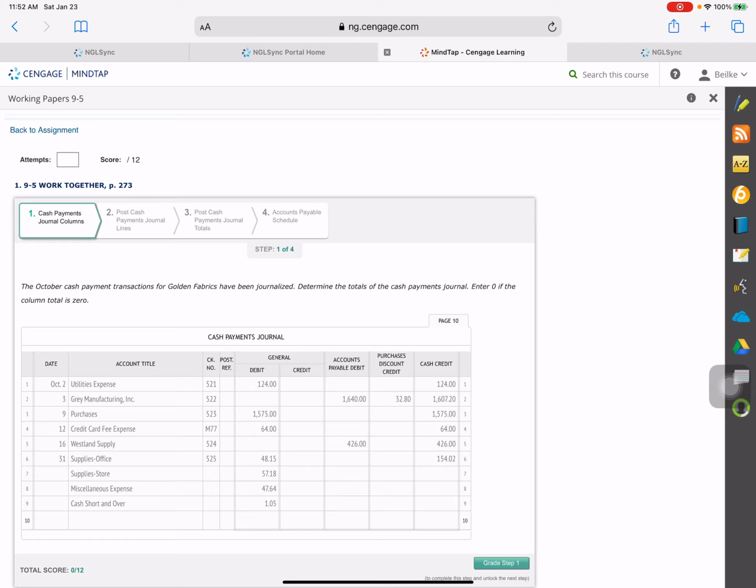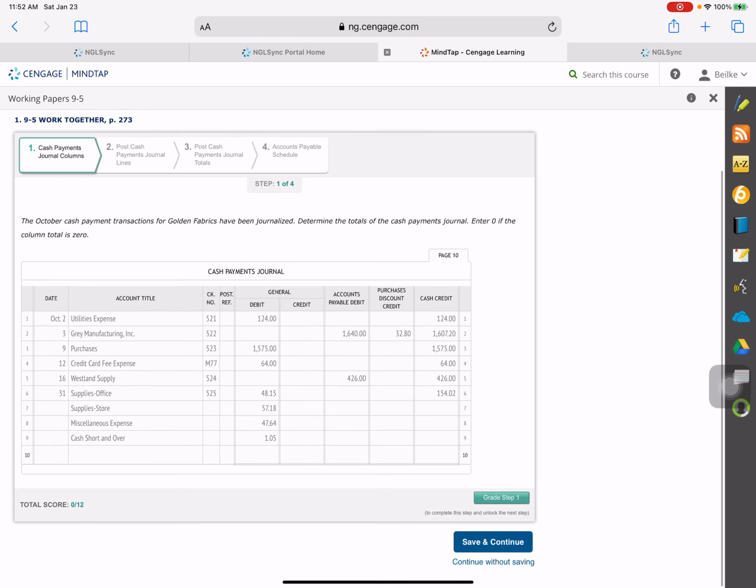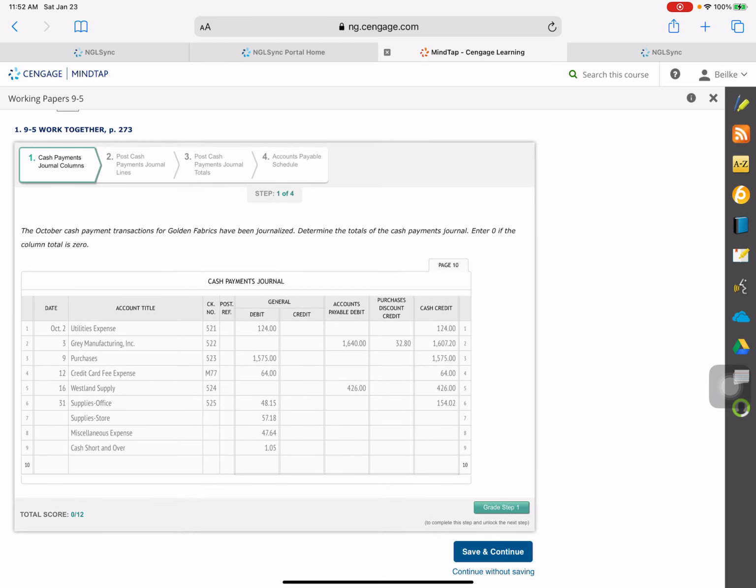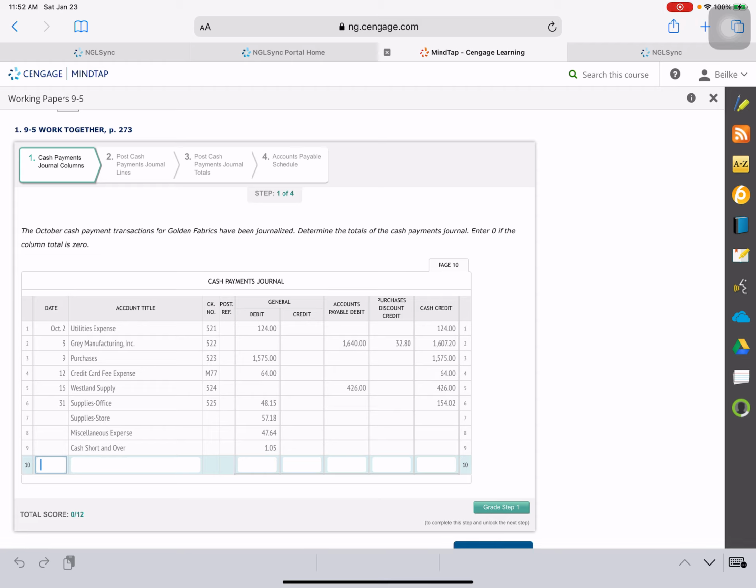Determine the total of the cash payments journal. Enter 0 if the column is 0. So again, the first step is going to go through and total up columns. And you know how to total columns, but we'll just go through it here real quick. The first thing we need to write in is the date. In our account title, we will write totals.